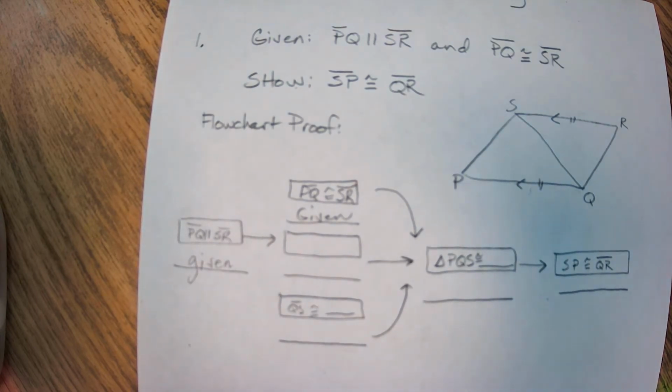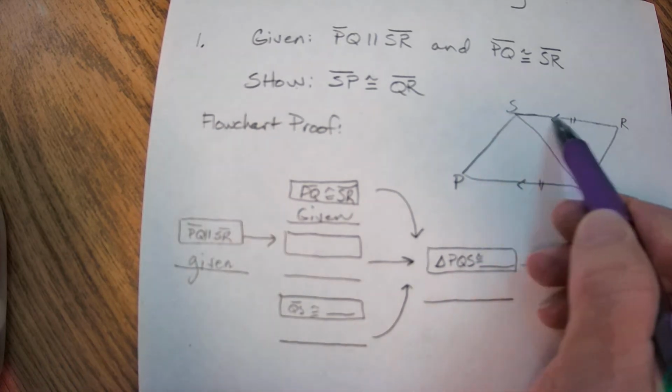So let's not forget our triangle congruency conjectures, the four that we know. And because these two lines are parallel, I'm going to extend those so we can see them a little better.